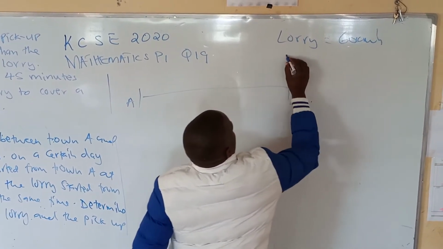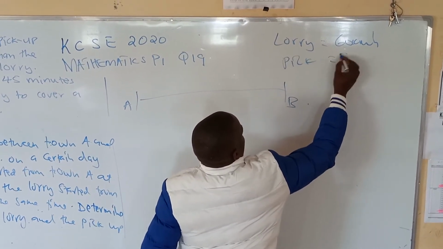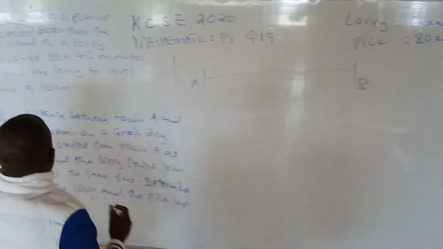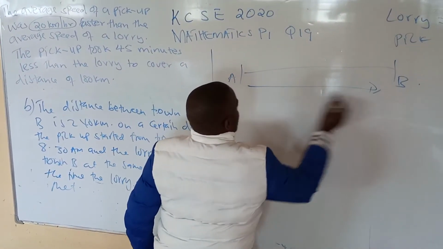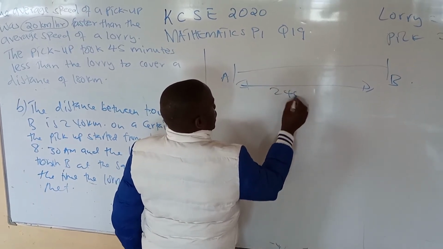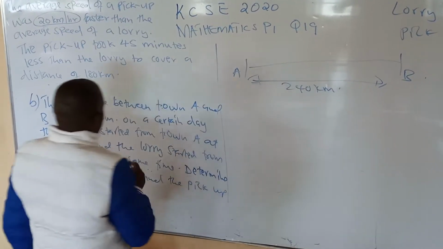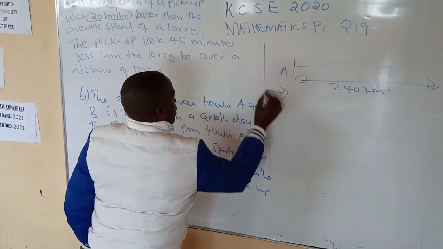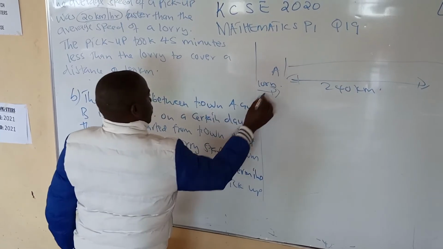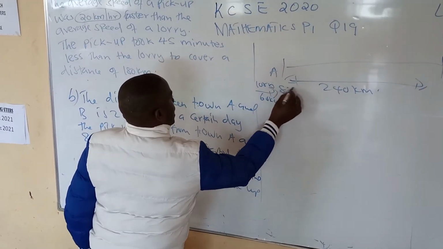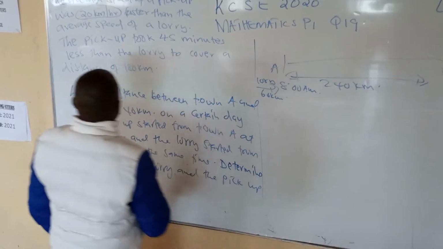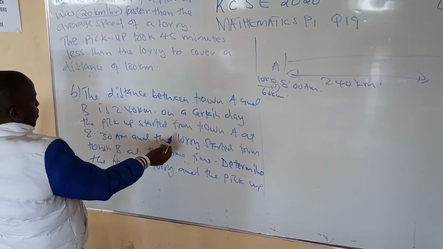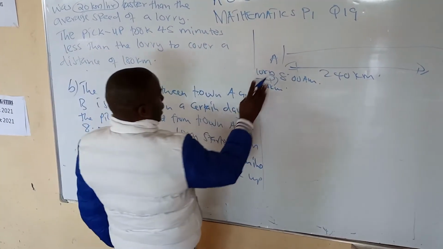The speed of the lorry is 60 kilometers per hour, and that of the pickup we have known it to be 80 kilometers per hour. So after finding that, we are told that the distance from A to B is 240 kilometers. Then we are told that this is town A and that's town B. Here is the road. The lorry was traveling at 60 kilometers per hour. From town A, on a certain day, it is the pickup that started from A.